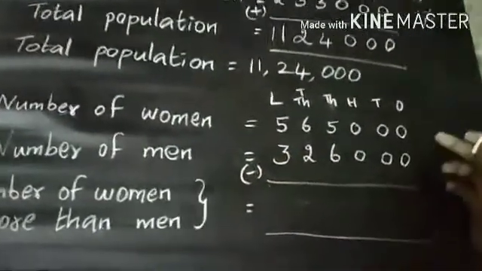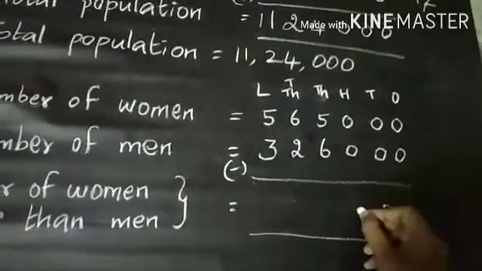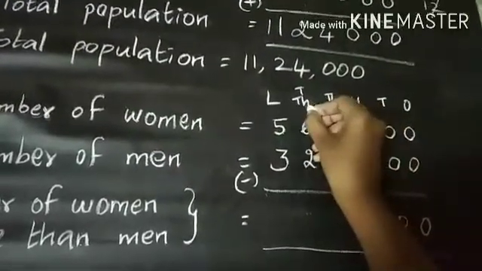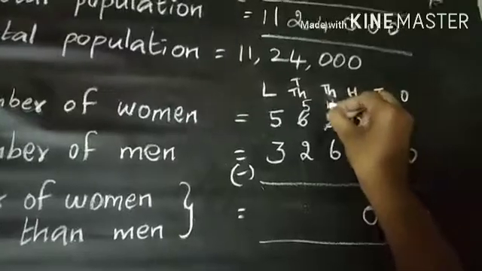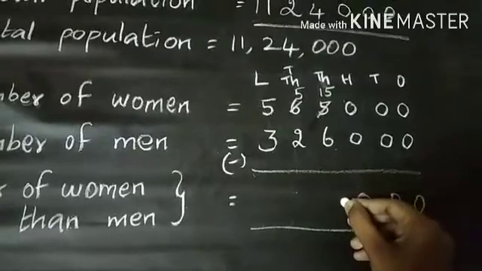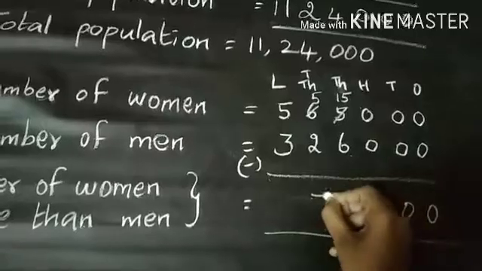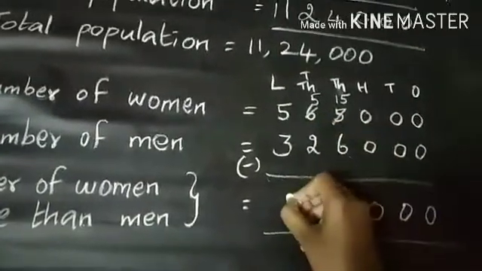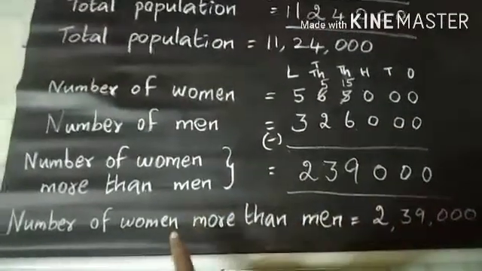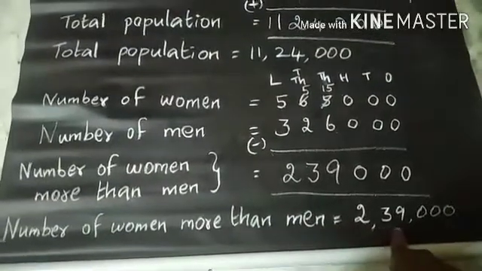Yes, 0 minus 0 is 0. 0 minus 0 is 0. Again 0 minus 0 is 0. 5 minus 6 we can't subtract, so borrow from the nearby places. 6 becomes 5, 5 becomes 15. 15 minus 6 is 9. 5 minus 2 is 3. 5 minus 3 is 2. Now we get number of women more than men is equal to 2,39,000. Have you understood, children?